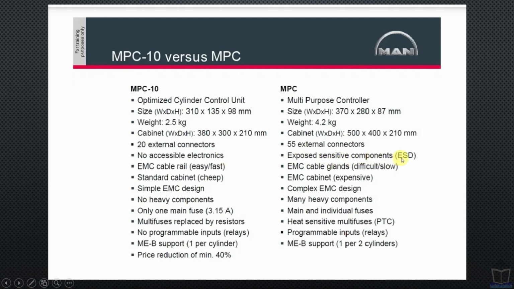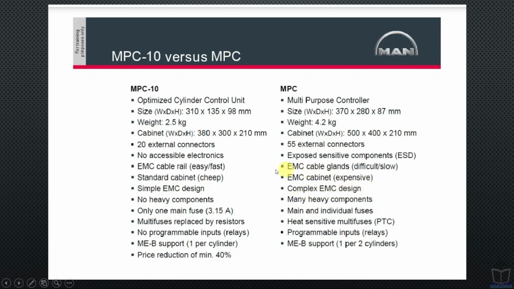Exposed sensitive components means all components you can access easily. EMC cable rail, easy and fast, EMC cable glands difficult. A standard cabinet, the cheaper one, is installed in the MPC 10. Here the EMC cabinet is very expensive. In MPC 10, a simple EMC design is there, and here in MPC a complex EMC design is there.